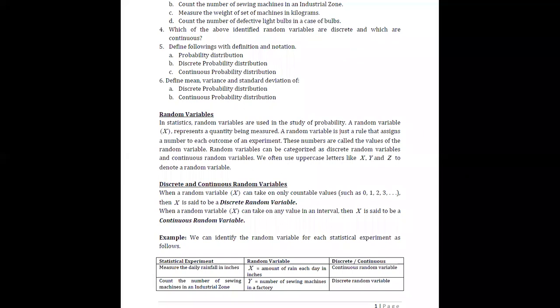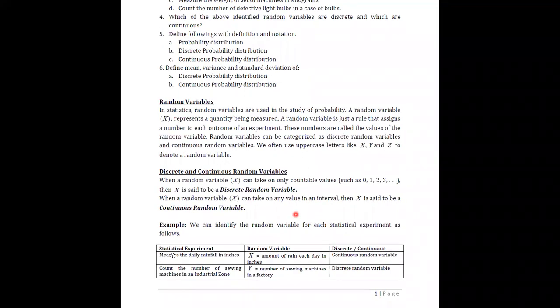And now we will see some examples related to this, how we can identify the random variable for a statistical experiment, and then how to identify whether it is a discrete or continuous random variable. Now think of the first statistical experiment. You are asked to measure the daily rainfall in inches. This is the experiment you are going to perform, and first you need to identify what the random variable is.